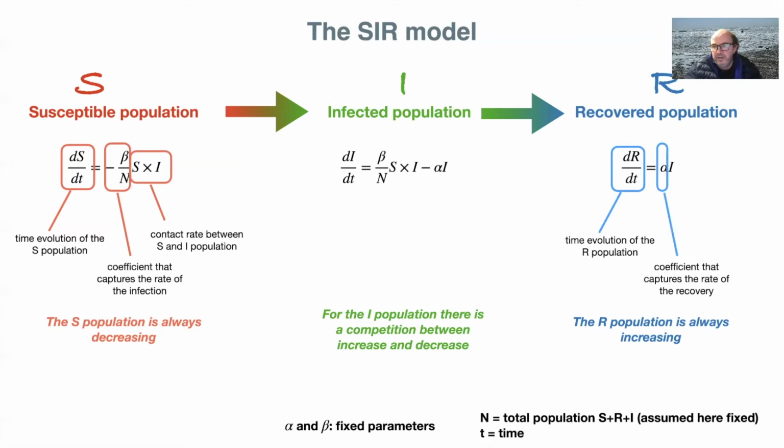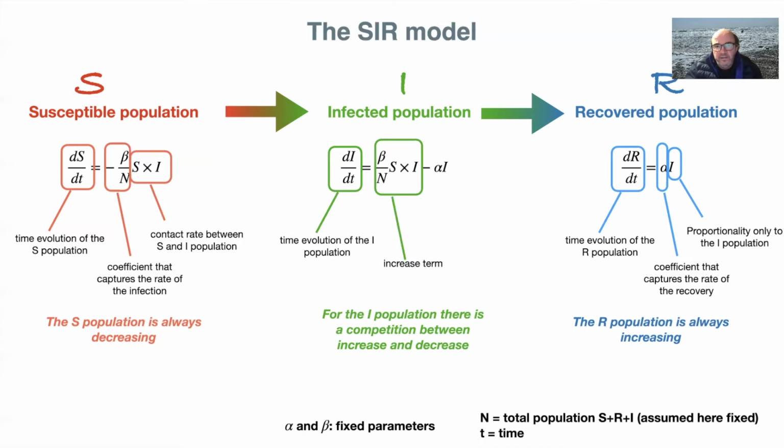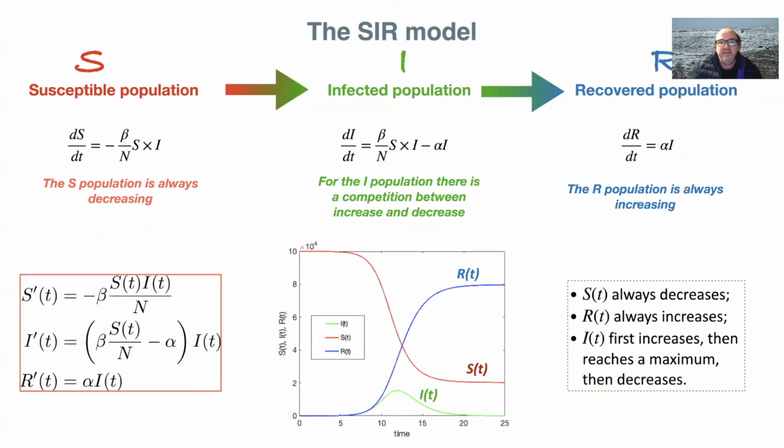Alpha is a parameter, and we have only I on the right because the recovery is proportional only to the I population. Then for the infected population, in its time evolution you have first an increase term, and then a decrease term. All the question is to know what is the balance between this increase and decrease term. The equations are indicated here on the left, with the three differential equations.